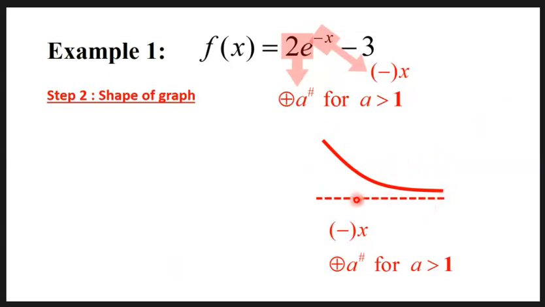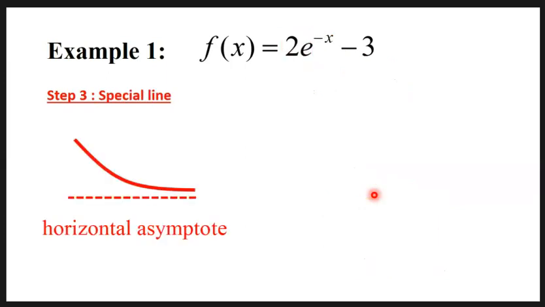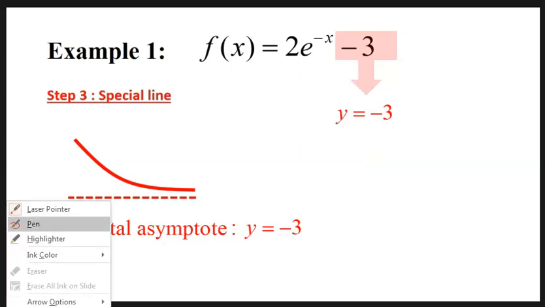Next, step number 3, we are going to determine the special line. According to the graph shape that we determined just now, the special line will be this red dotted line, which is the horizontal asymptote. How do we get the answer? We just refer to the equation, take the -3, and make it equal to y. Then that is our horizontal asymptote.